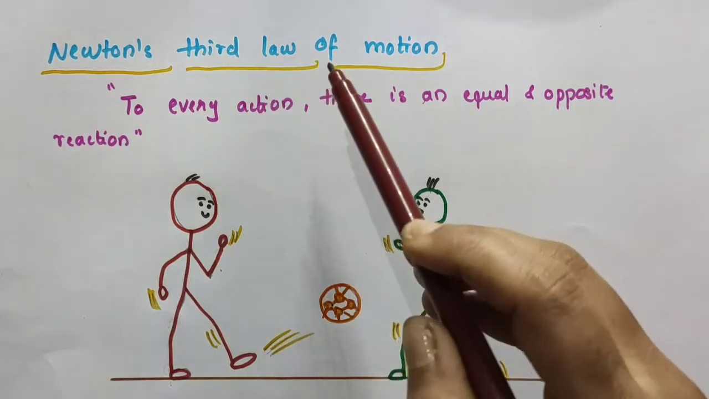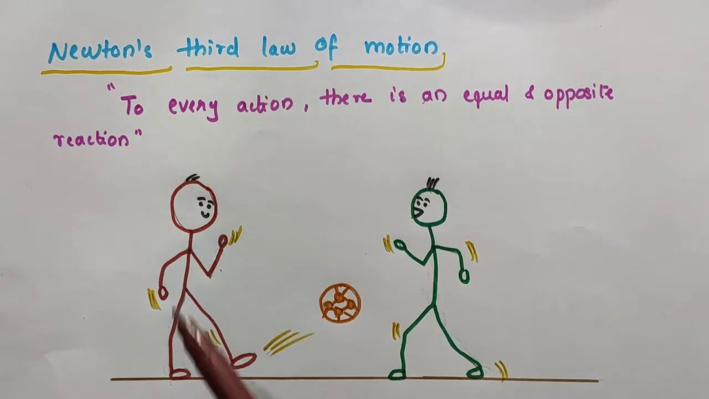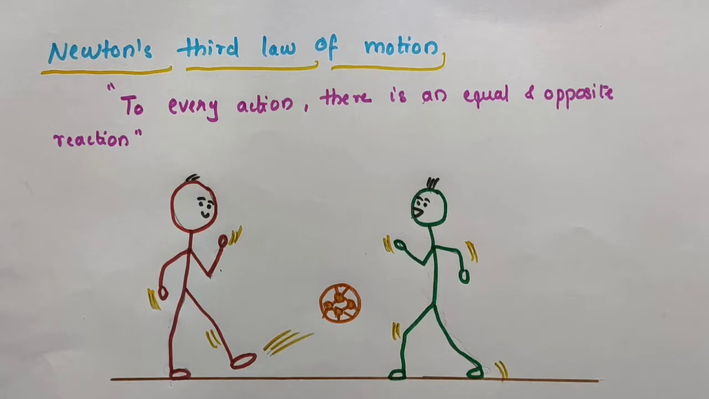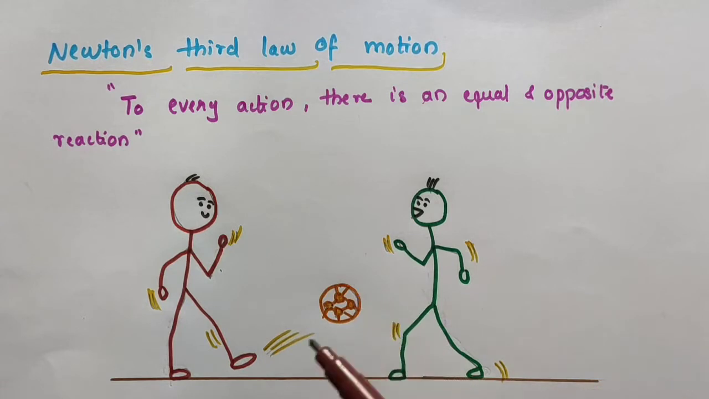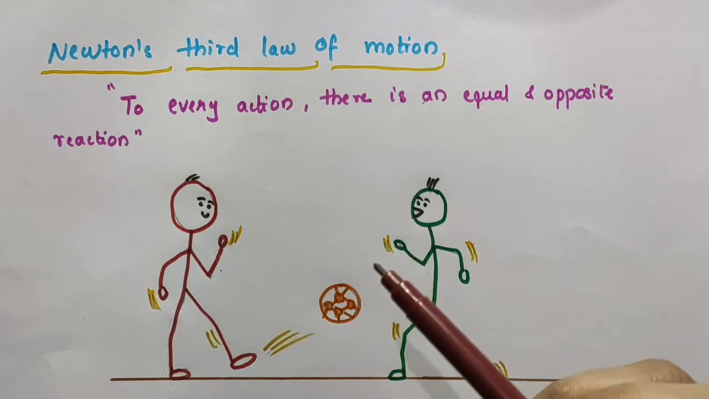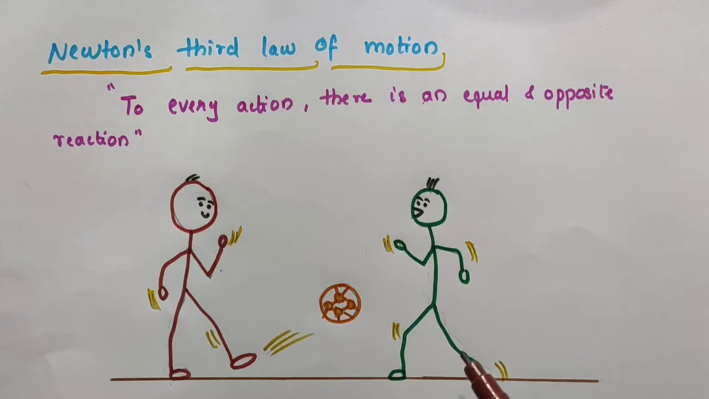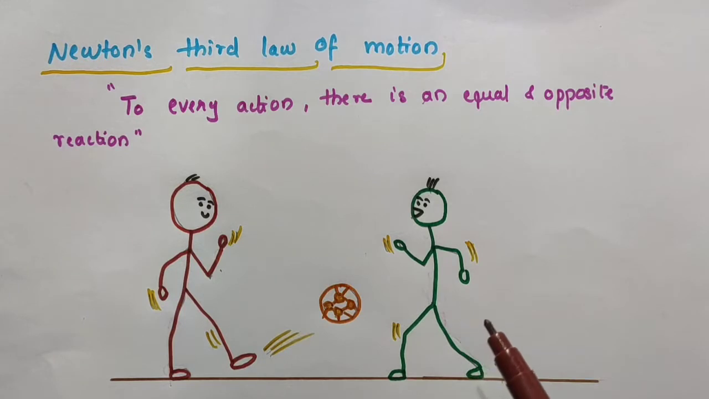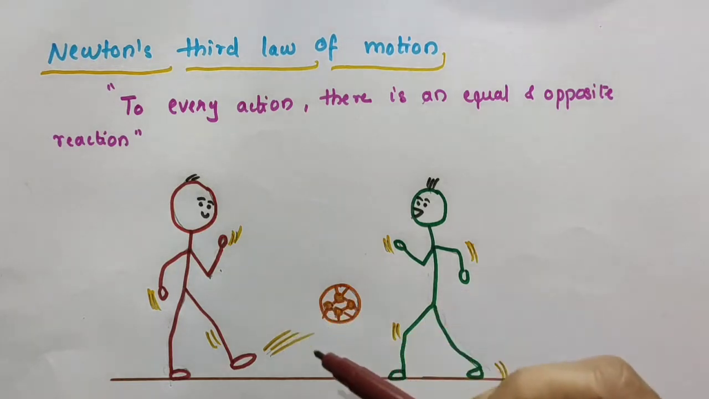Newton's third law of motion states that to every action, there is an equal and opposite reaction. That is, when an object exerts a force on another object, the second object instantaneously exerts a force back on the first. These two forces are always equal in magnitude but opposite in direction. These two forces act on two different objects, not on the same object. Let us try to understand these sentences with an example.